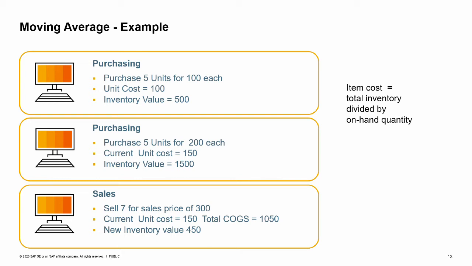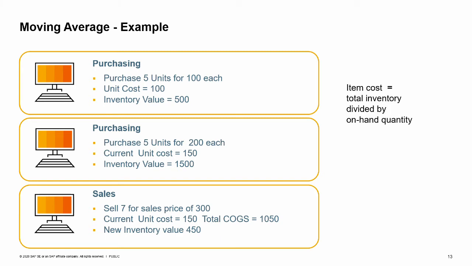We sell a quantity of 7 to a customer for 300. The selling price is not important in calculating cost. The cost of each item in stock at the time of sale is 150. Therefore the total cost of goods sold is calculated as 7 multiplied by 150, that is 1050. The inventory value is now 1,500 minus 1050, resulting in the new inventory value 450. If you divide 450 by the remaining quantity of 3, you will get the unit cost of 150.